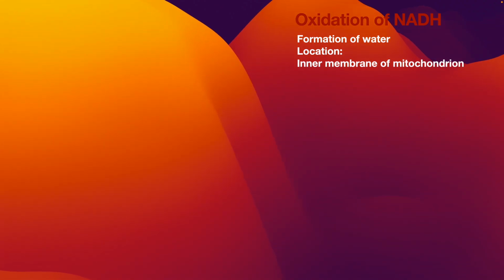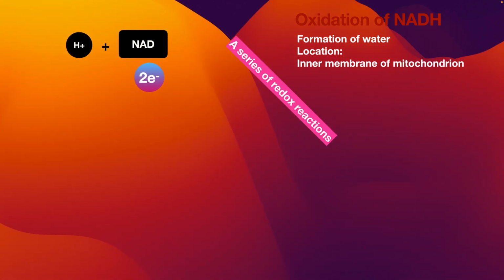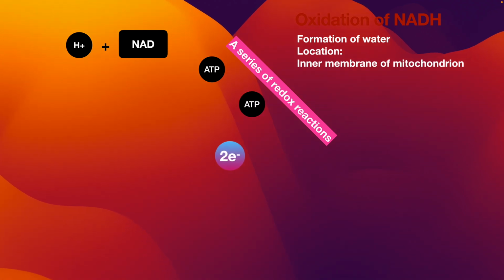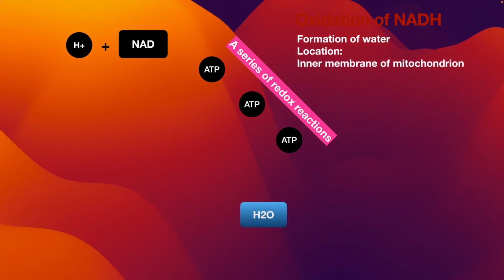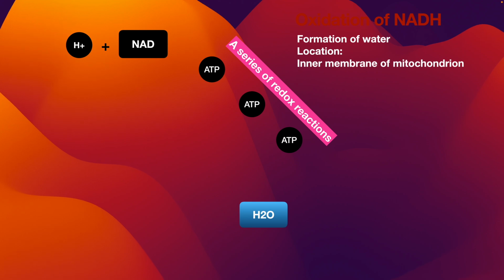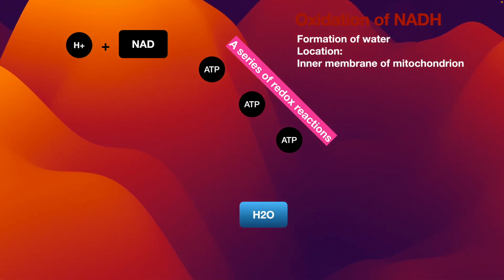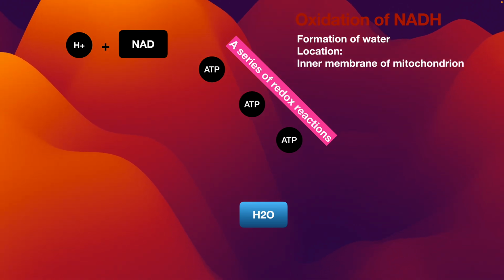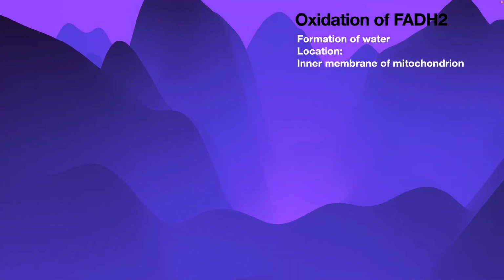Let's take a look at the oxidation of NADH first. NADH first loses an electron and loses 1 hydrogen. Along the way, it undergoes a series of redox reactions and forms 3 ATP. The electrons bond with 2 hydrogen and 1 oxygen and form water.